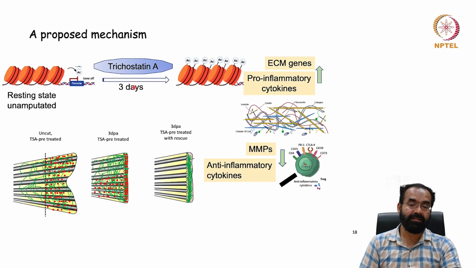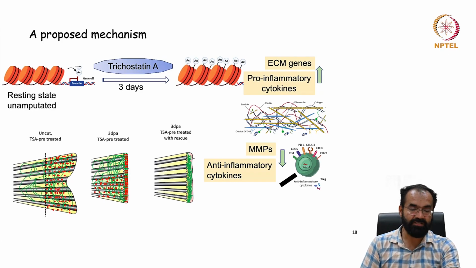But if you treat with trichostatin for 3 days, what will happen? Acetylation levels will stay strong and high. There is no deacetylation happening. And because of this, several pro-inflammatory cytokines and extracellular matrix genes are going up, because acetylation favors gene expression. And that is what you are seeing here. In the uncut scenario, if you expose them to TSA, acetylation levels are high, along with these ECM genes and pro-inflammatory cytokines, and you have abundant deposit of the ECM proteins, as you can see in this film.